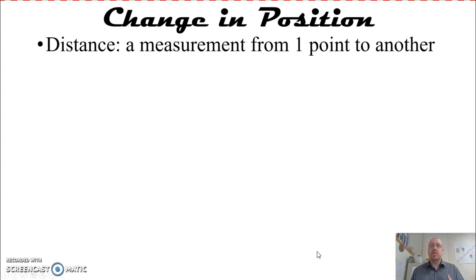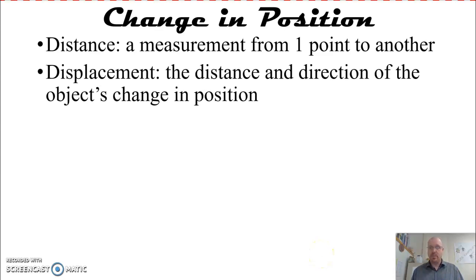The first way we talk about change in position is a distance. This is a measurement from one point to another. Distance is different than displacement. Displacement is the distance and the direction of an object's change in position.